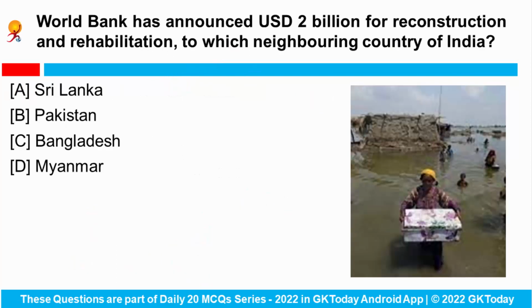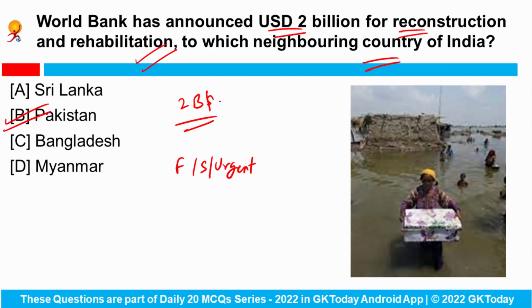Next is World Bank has announced $2 billion for the reconstruction and rehabilitation to which neighboring country of India? So World Bank has announced that it will provide $2 billion help to the country Pakistan for reconstruction and rehabilitation. And it includes food, shelter and other type of urgent needs of the victims. For example, health, food, shelter, rehabilitation and various type of cash transfers of the recent devastating floods.